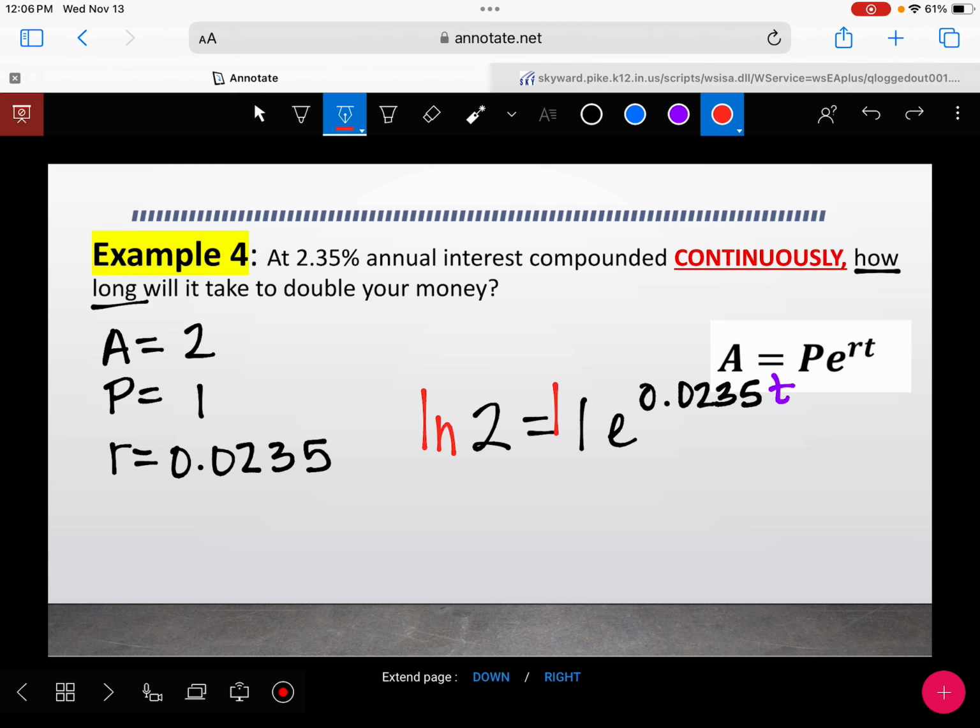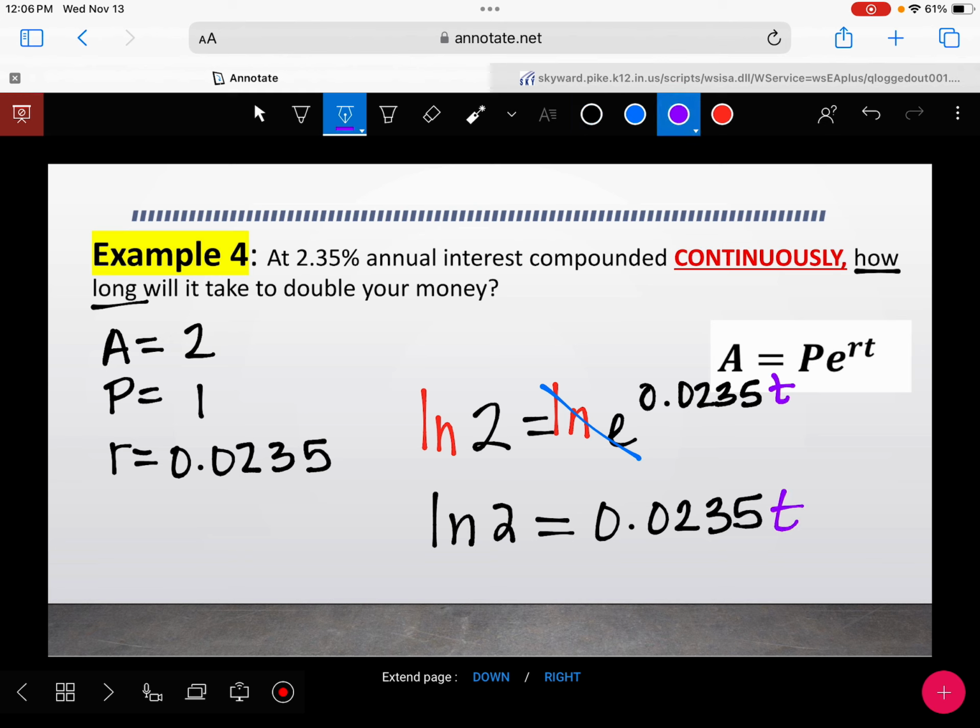When I put in a natural log, that cancels out the e. So now this exponent is no longer an exponent. It's now down. So what we have is the natural log of 2 equals 0.0235 t. And what's my last step to solve for t? Divide both sides by your interest rate.